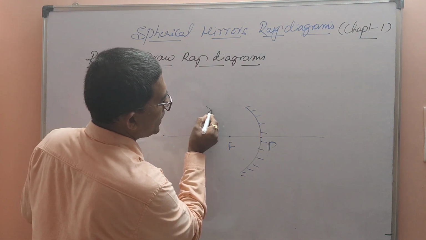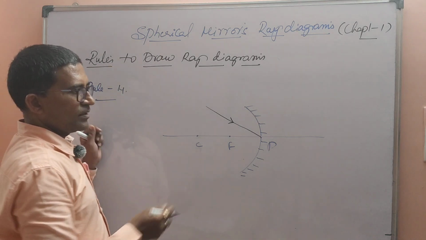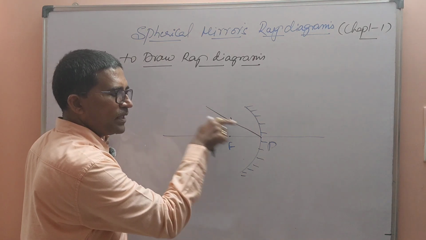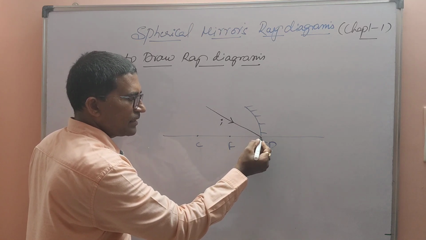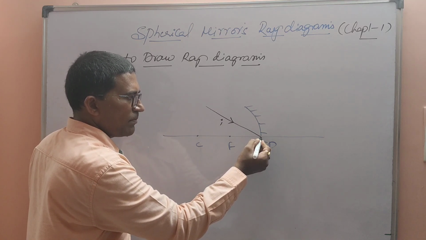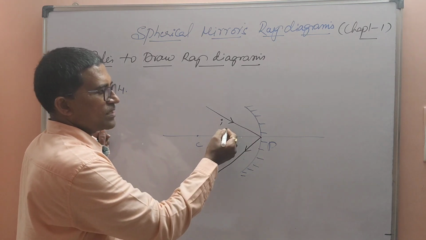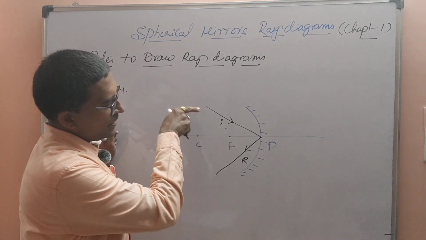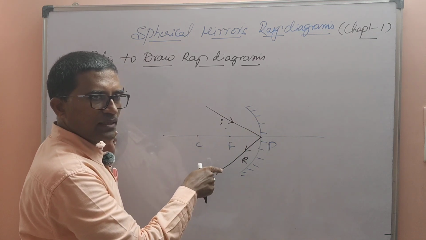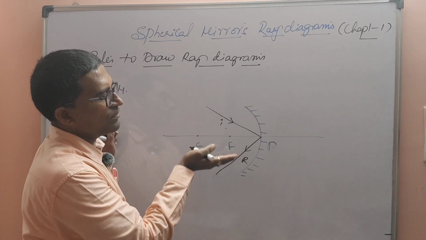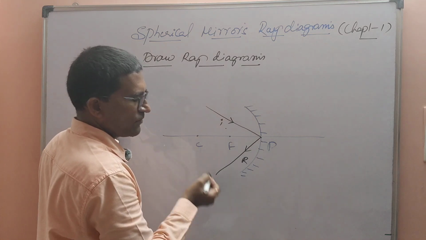If the incident ray is passed obliquely onto the pole of the mirror, it reflects back at the same angle from the other side of the principal axis, obliquely. This is the incident ray, this is the reflected ray. If the incident ray is passed obliquely onto the pole of the concave mirror, it reflects back with the same angle from the other side of the principal axis, that is obliquely only. Is it clear? This is the incident ray and this is the reflected ray.